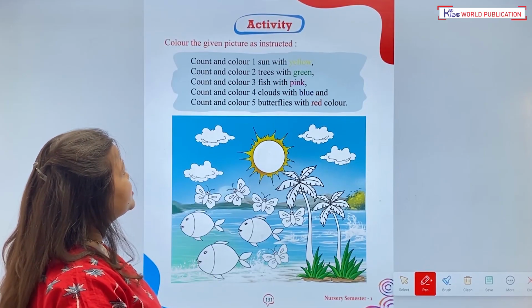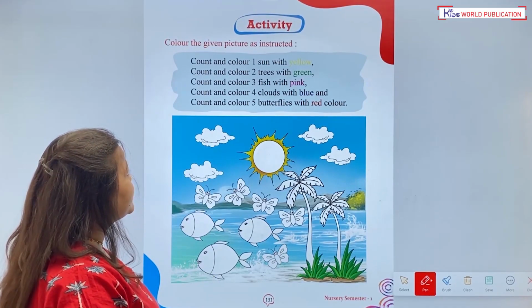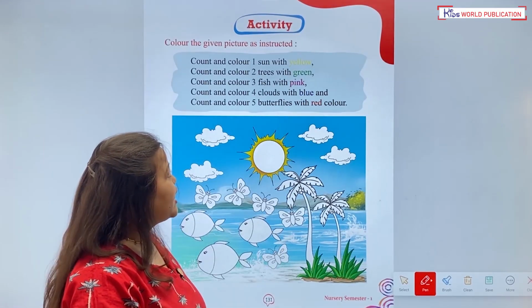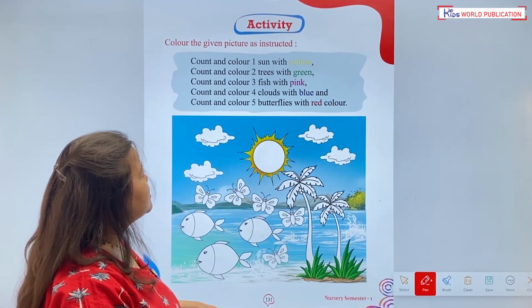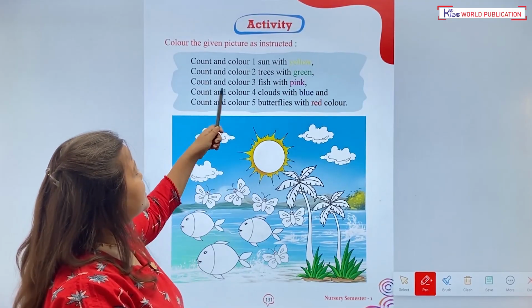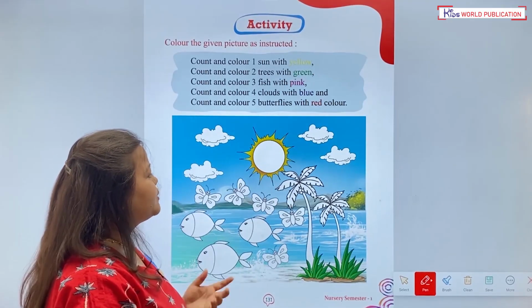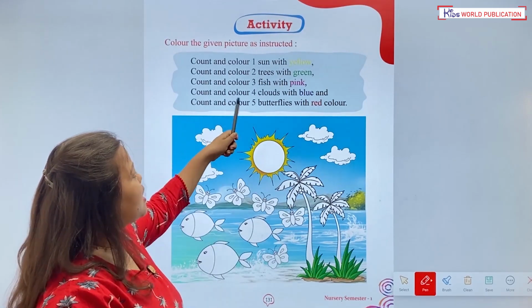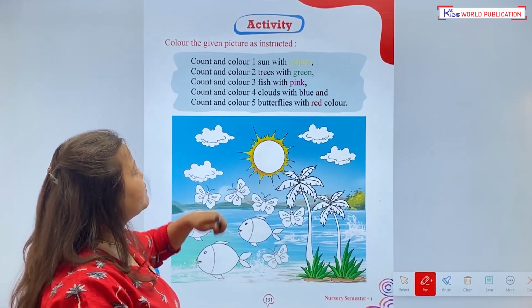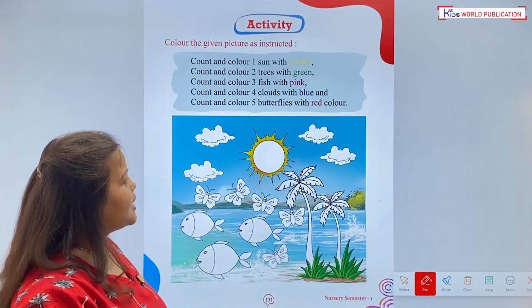Activity. Color the given picture as instructed. Count and color 1 sun with yellow. Count and color 2 trees with green. Count and color 3 fish with pink. Count and color 4 clouds with blue, and count and color 5 butterflies with red color.